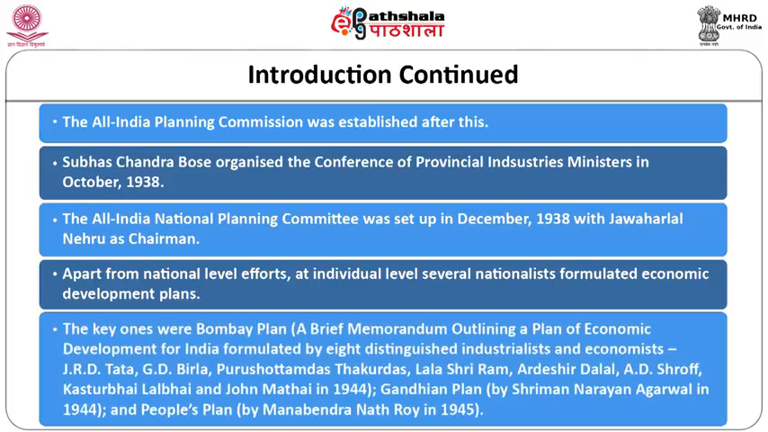The key ones were the Bombay Plan, which was formulated by eight distinguished industrialists and economists. Then Sriman Narayan Agarwal formulated the Gandhian Plan in 1944, and M.N. Roy formulated the People's Plan in 1945.